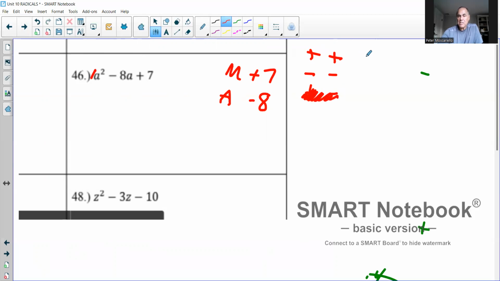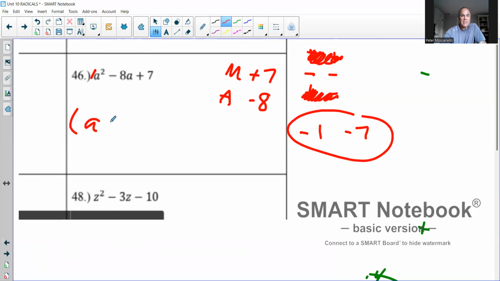A positive times a positive is a positive, but positives added up don't add up to a negative. A negative times a negative is a positive, and two negatives added up is a negative. So that's our combo, minus, minus. So how do we get 7? It can only be -1, -7, and that adds up to -8. So that's it. A minus 1, a minus 7.